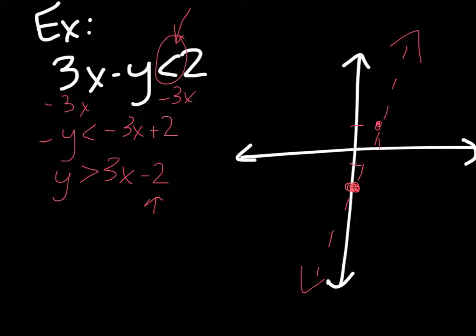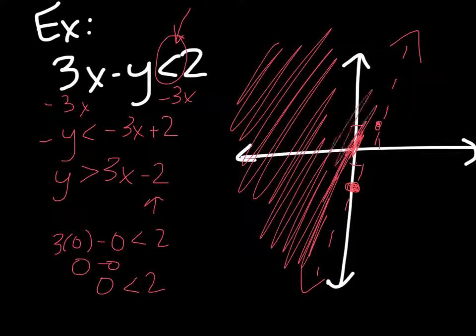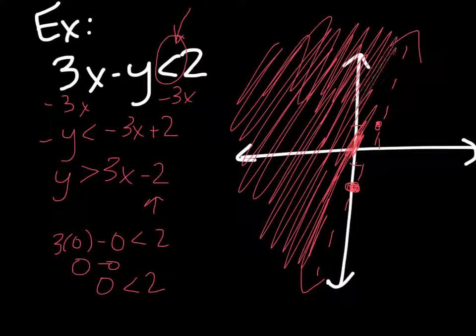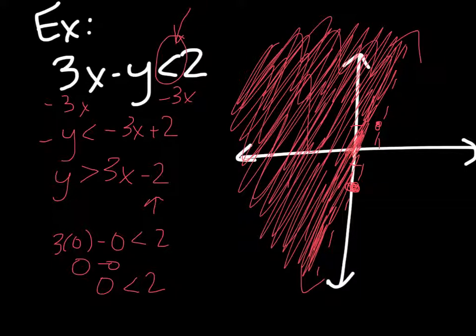I'm going to go back up to my original equation, and I'm going to say 3 times 0 minus 0 is less than 2. Is that true? Well, 0 minus 0 is 0. Is 0 less than 2? Yes, it is. So that means that it includes my origin, so I'm going to shade everything over on this side of my line. And that's my answer, because it includes any x and y values that go right up to that line. It doesn't actually include the ones on the line, but it includes anything over on this side of the line.